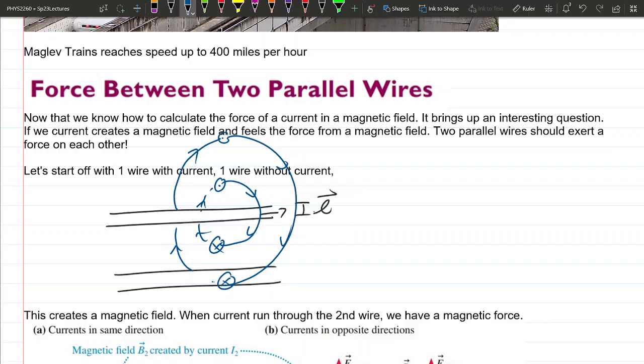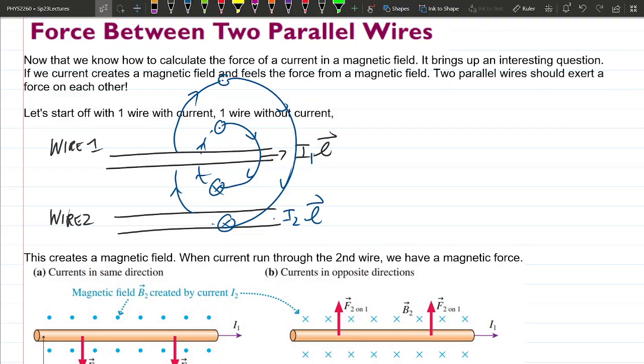So the magnetic field of wire number 1 is affecting wire number 2. But if there is no current in wire number 2, nothing happens, because if your charges are not moving, there's no magnetic force. But what if you have a current? I'm going to call this I1, I2. Oops, I just need to change the I. It has the same length, let's say.